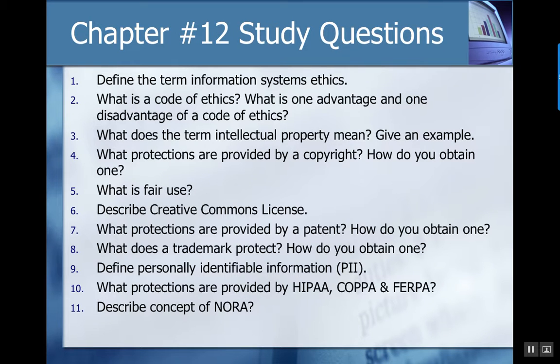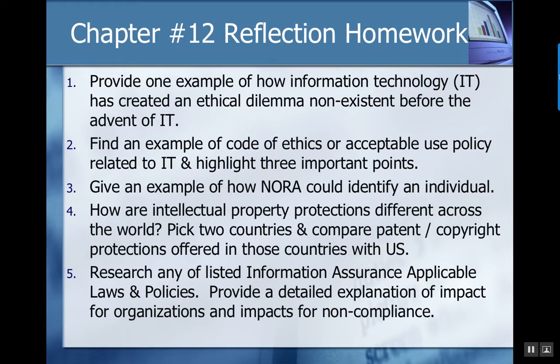All right, and that pretty much wraps up our topic area. You can review the study questions as well as what we have in terms of some of the reflection material.